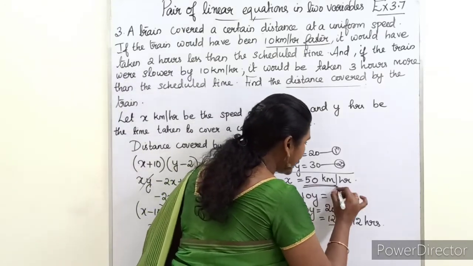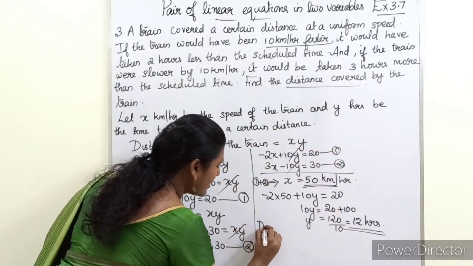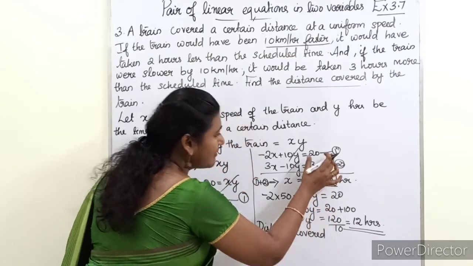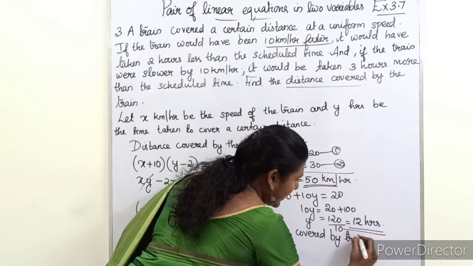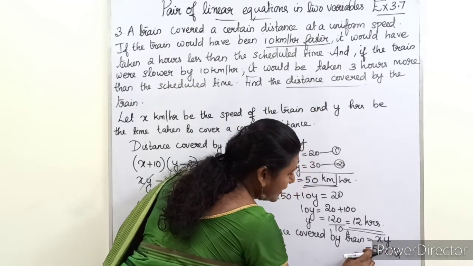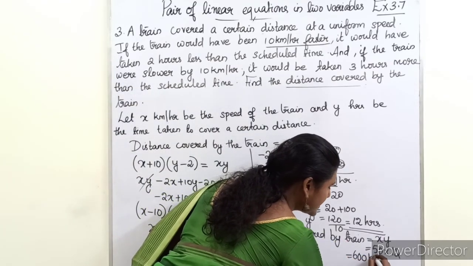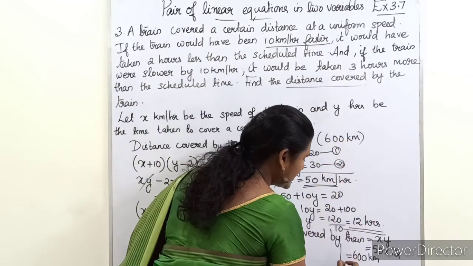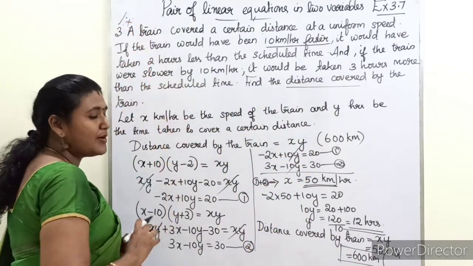So we got the speed and the time taken. Now actually we have to find the distance covered by the train. So distance covered by the train, the formula we have taken here, is xy, which is equal to 50 into 12, as x is 50 and y is 12. So 50 into 12 is equal to 600 kilometers. So the distance covered by the train is 600 kilometers. So this is how you have to do this question. Actually, you can note down this question. This is a very important question.